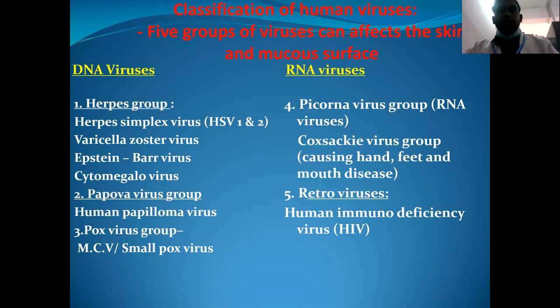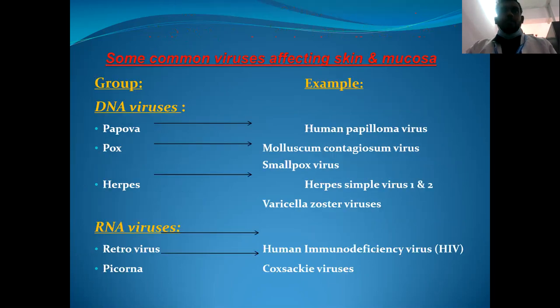Then RNA viruses. Among the RNA viruses, we have the picornavirus group, which includes Coxsackie virus, which causes hand, foot, and mouth disease, and retroviruses such as human HIV. So some common viruses affecting the skin and mucosa include human papilloma virus, molluscum contagiosum virus, smallpox virus, which is now eradicated, herpes simplex virus 1 and 2, and varicella zoster virus. Among the RNA viruses, HIV and Coxsackie virus.